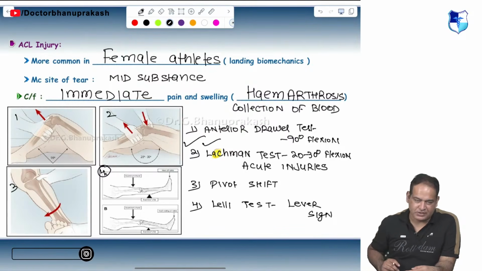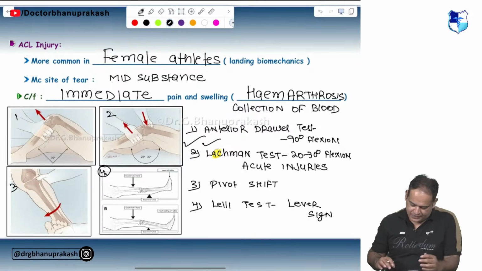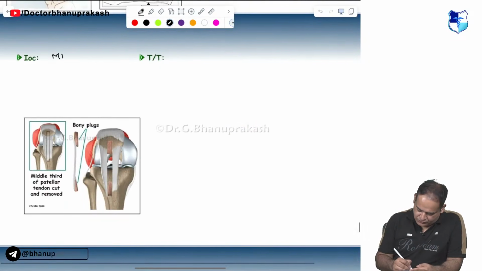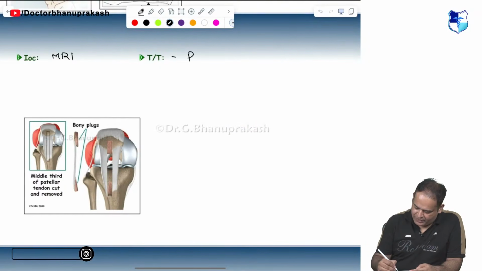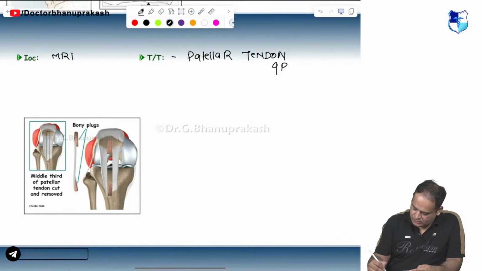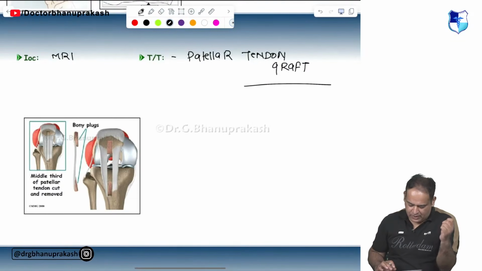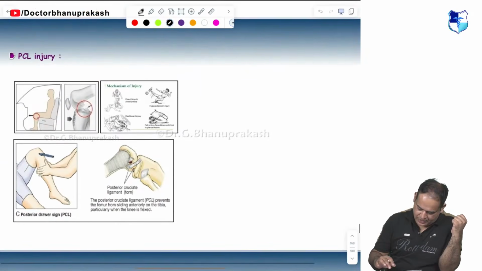Just remember this Lachman test, right? Investigation of choice will be MRI. Treatment is patellar tendon graft. Patellar tendon graft, right?